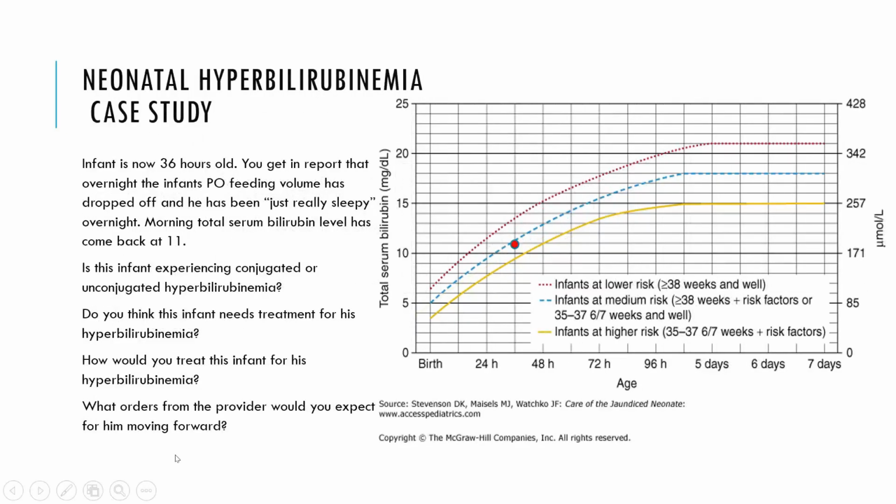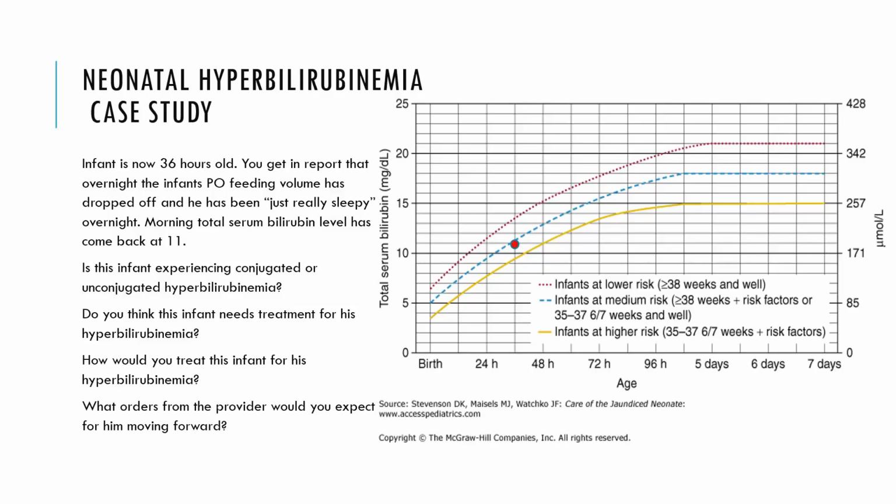So now your baby's 36 hours old. You get a report overnight, like you went to bed and you came back. You get a report that the infant did not PO feed very well throughout the night, and he's just gotten really sleepy. I just don't know why he won't wake up and eat. He's sleepy. I mean, he's an IDM, so that could be a reason, but he just won't eat. Couldn't get him to eat. Morning serum bilirubin level has come back at 11. Ooh.